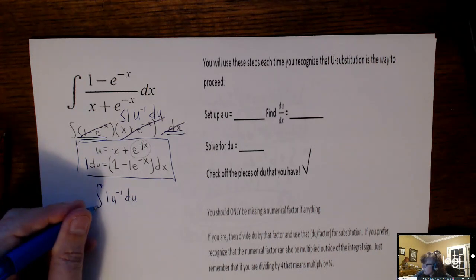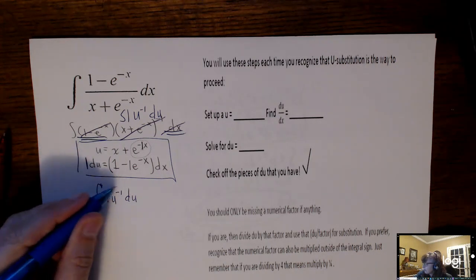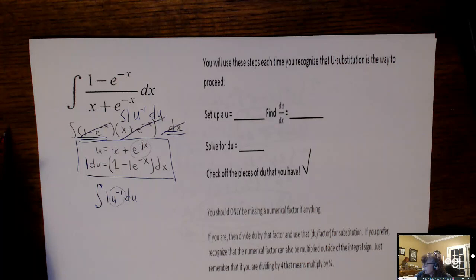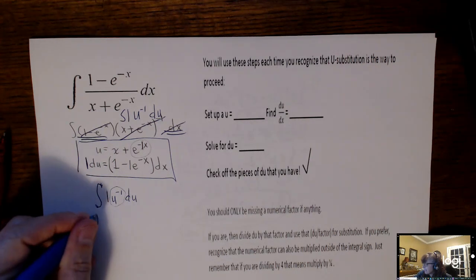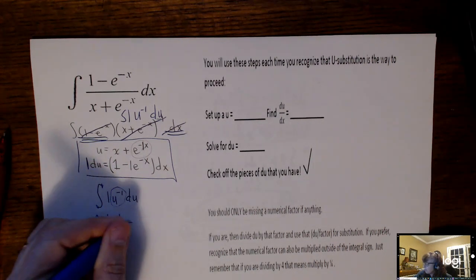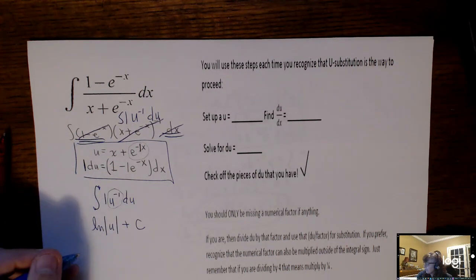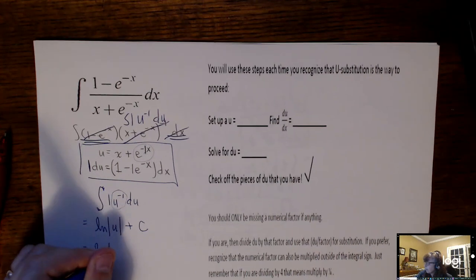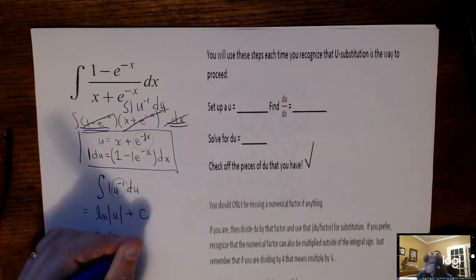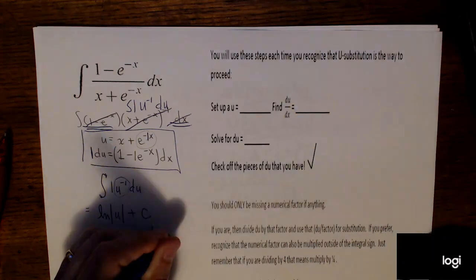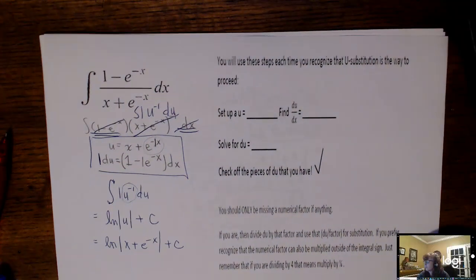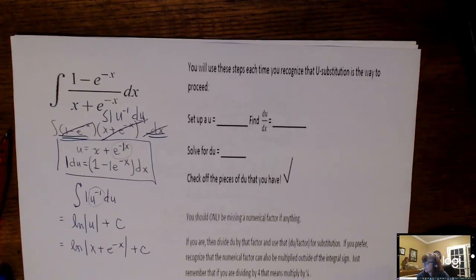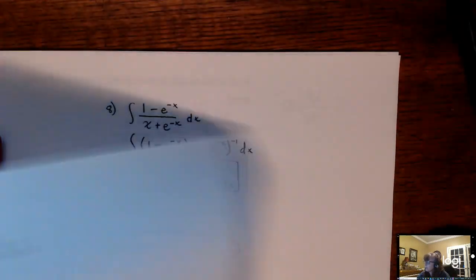That's my new integral. The 1 isn't really needed, so you just remember, what is the antiderivative of u to the negative 1? It's natural log of u, absolute value of u plus c. So we took the antiderivative. The very last step is to put the u back, and that's natural log of absolute value of x plus e to the negative x plus c. So that one looked really hard, but there wasn't much multiplying needed in that du equation. All right, let's see.